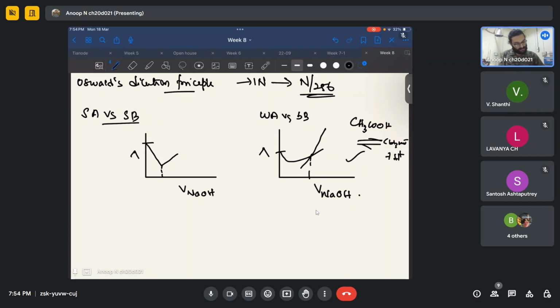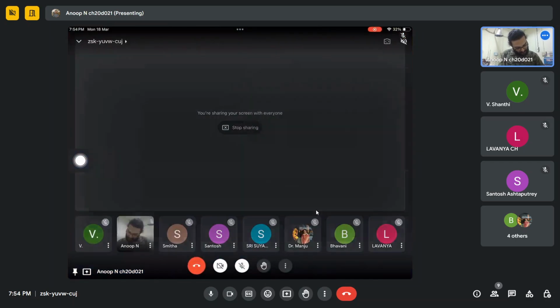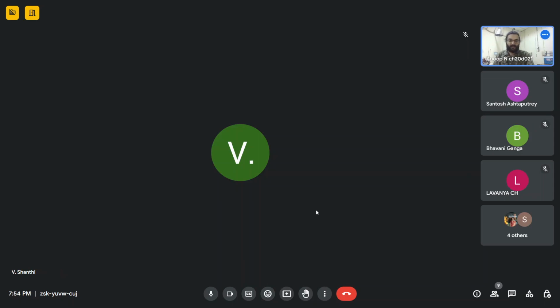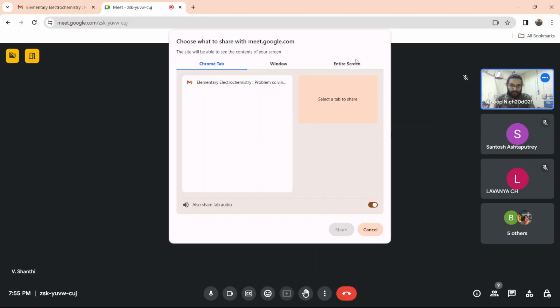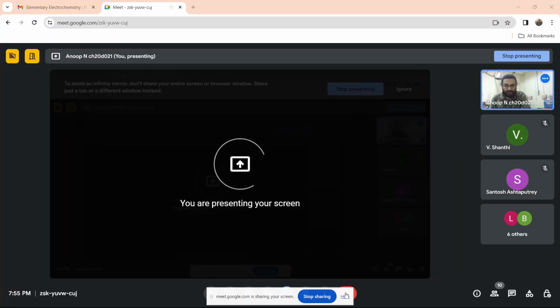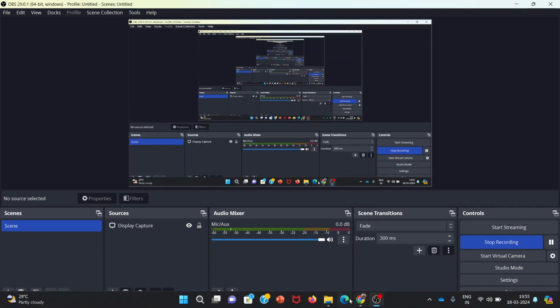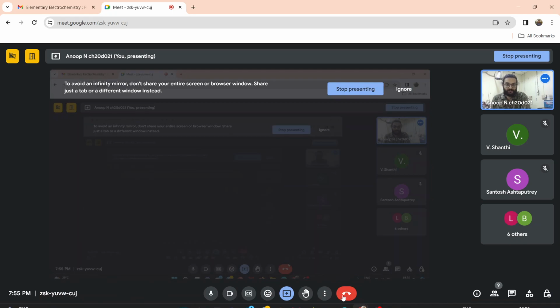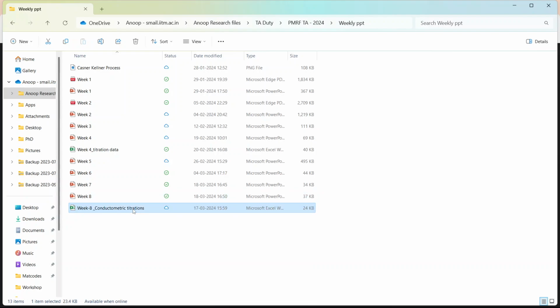Yeah, that's fine. I'll just stop sharing here. I'll share from the laptop. Share entire screen. Is the screen visible? Can you see the screen? Yeah, I'm just opening it.